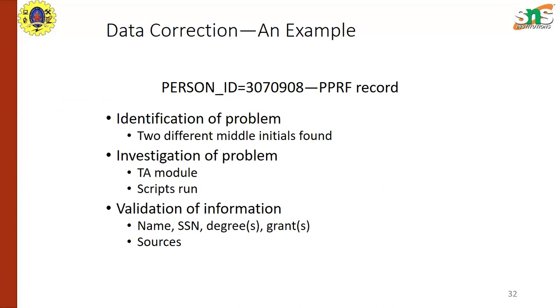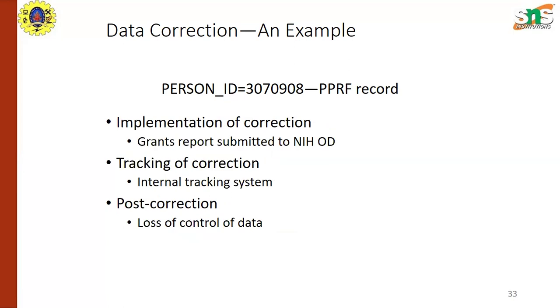Okay. In this, the person ID is given. First, we have to do an identification. Then, after that, we have to do an investigation on the problem, whether the retrieved data is correct or not. Then the validation of information. The validation of information will get stored in the name server, SSN, degree, or grant. Then on the implementation side, the grant report is submitted to NIHOD, and for any corrections they use the internal tracking systems.